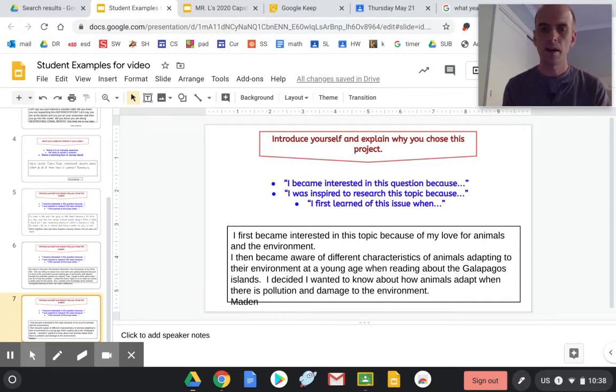Oh, so Madden tells us, he uses this, I became interested in this topic because, and he tells us he loves animals and the environment. So that's where it started. And then he told us, even as a young kid, like second grade or whatever, he was reading about the Galapagos Islands and he learned about adaptation. So as a fifth grader, he decided to take his love of adaptation and the environment and wonder, how do animals adapt when there's pollution or climate change? Okay? And that's his story.